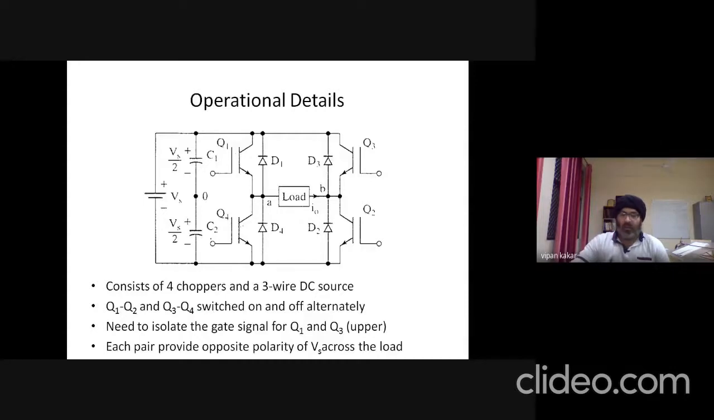So, as in the half wave case, both the switches provide us the opposite polarity. Q1 provided us Vs by 2 and Q2 provided us minus Vs by 2. In this case, now we have divided this into two groups. Q1, Q2 is one group or one pair, Q3, Q4 is the second pair. So both these pairs will give us the opposite polarity.